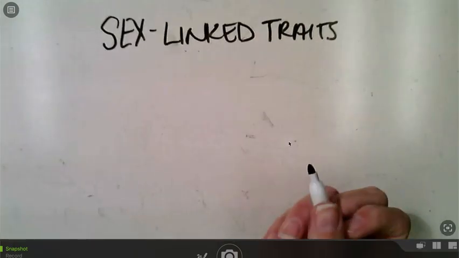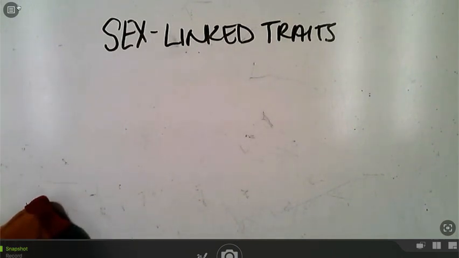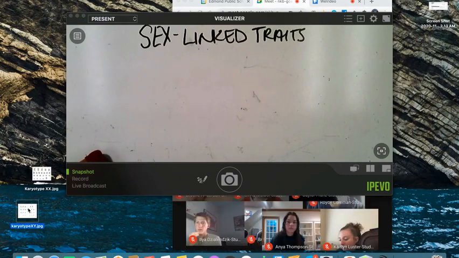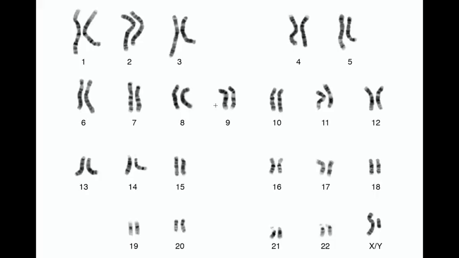All right, so just in case you have forgotten what a sex-linked trait is, karyotype. I know that you remember the karyotype. I guess I could actually show you one. So the karyotype, here's one here. This one's a male. So down here in the bottom right-hand corner, these are your sex chromosomes.